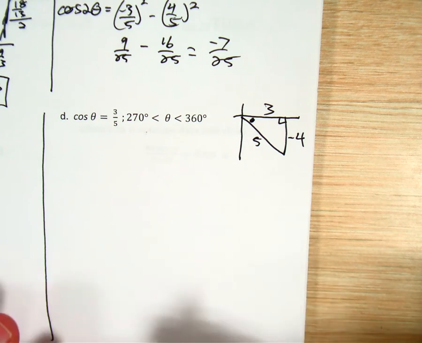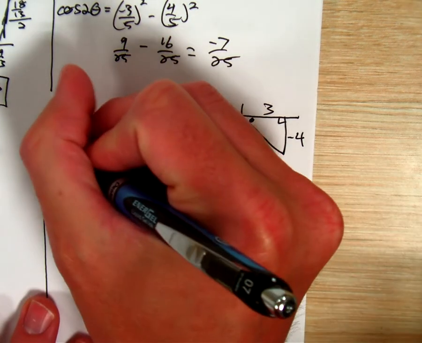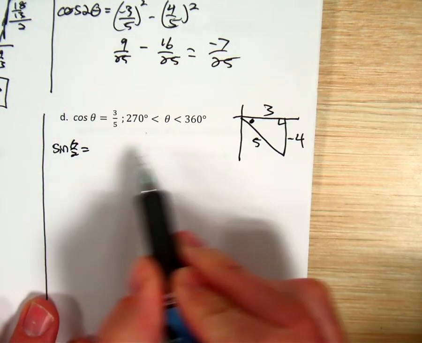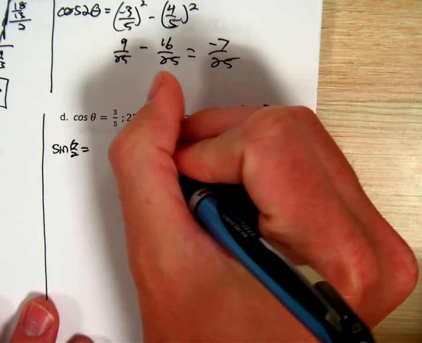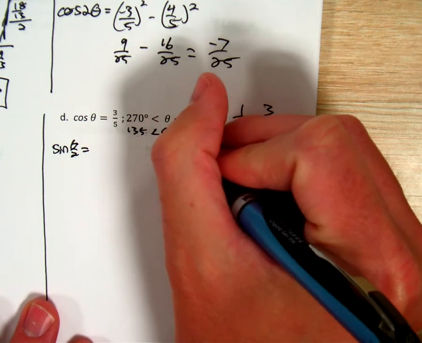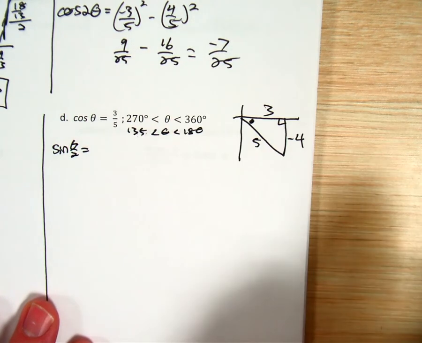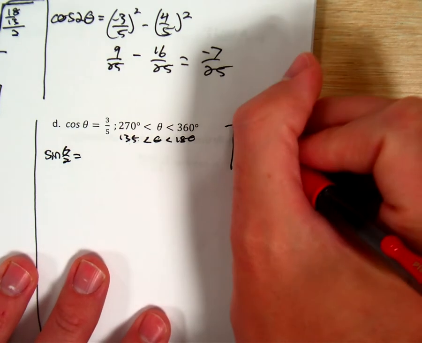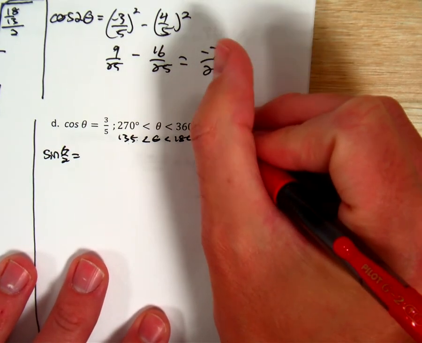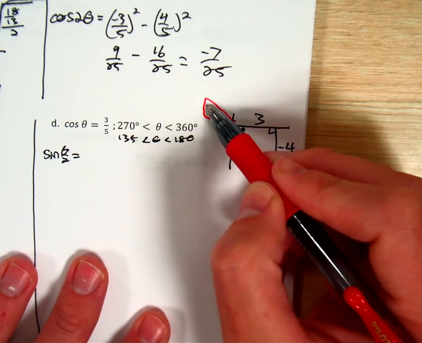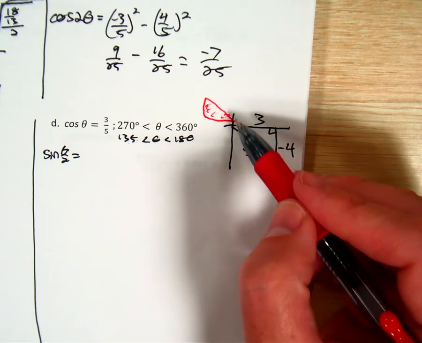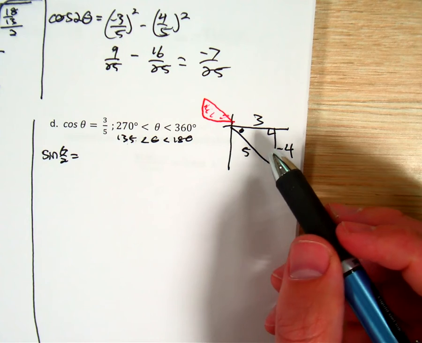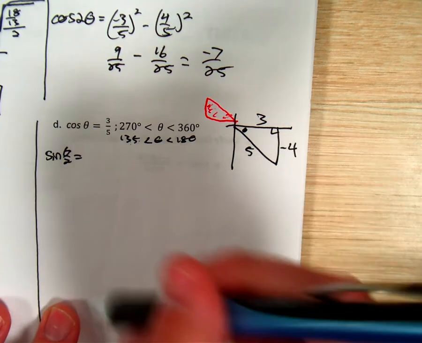Okay. Half angles. Sine of theta over 2 equals, let's see here. If I cut this in half, 270 to 360 becomes 135 to 180, which puts me right up here. And that means sine is going to be positive, but cosine is going to be negative. So be careful there. The sine one's going to be coming out positive.